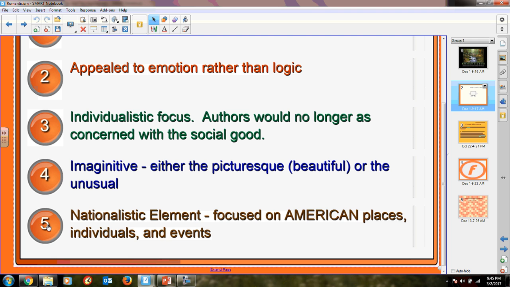And finally, there is a nationalistic element. There wasn't an America prior to this. And now all of a sudden we have a new country, a new society. And they started to focus on that in literature. So the settings started to be in the United States rather than in England.